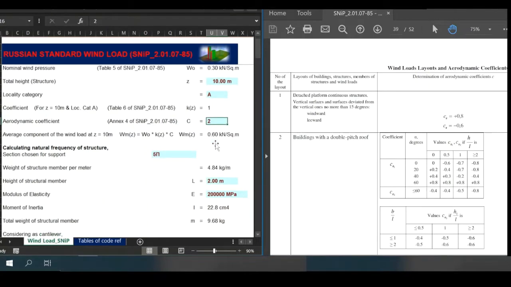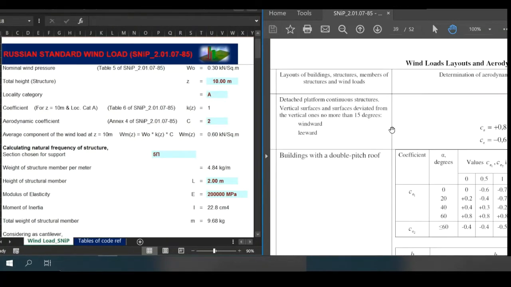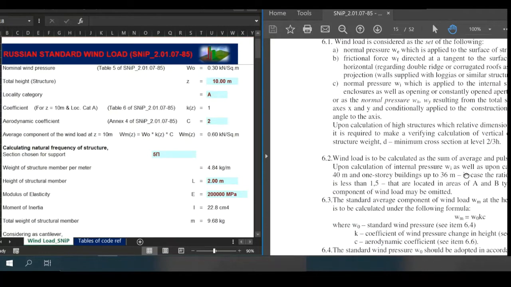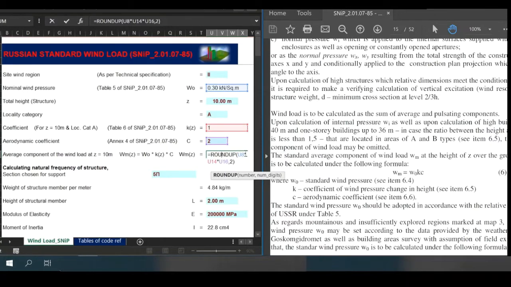Next one is the average component of the wind load for 10 meter span. For that there is a formula to calculate this. To find this average component of the wind load at Z, we have a formula. To find the formula, we need to go to page number 15. Here you can see Wm equals W0 K C. Applying this formula, I am getting 0.6 kilonewton per square meter.